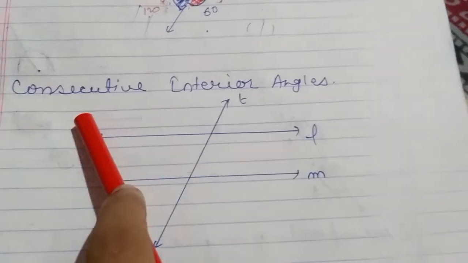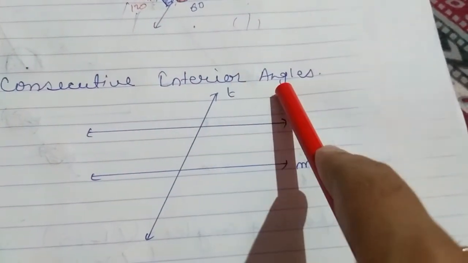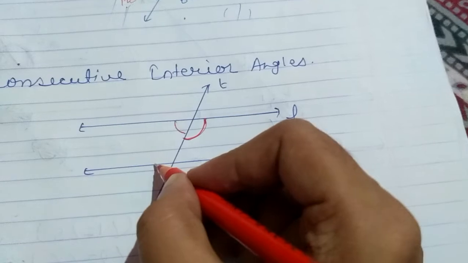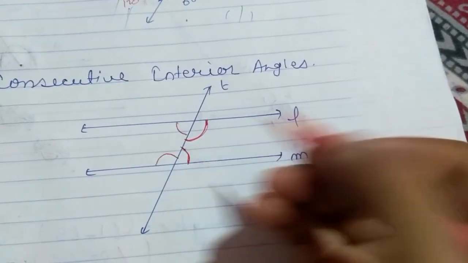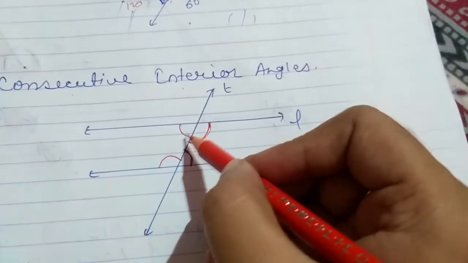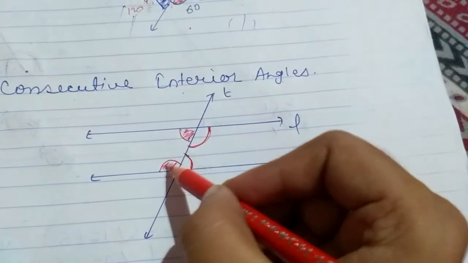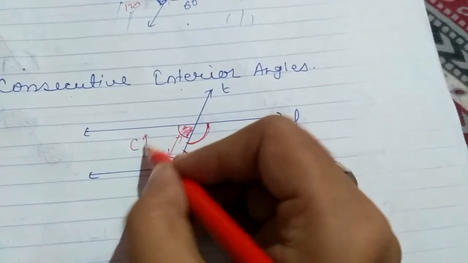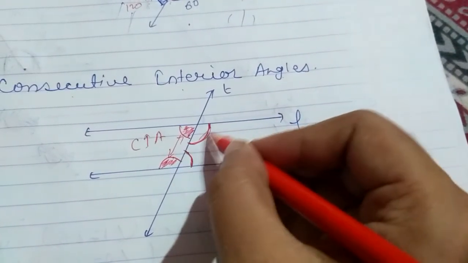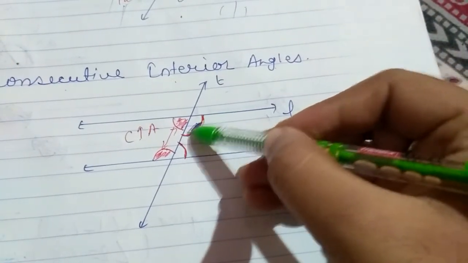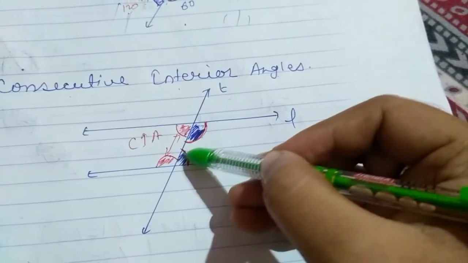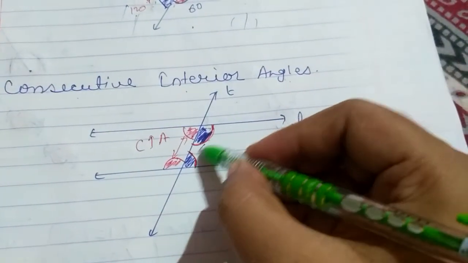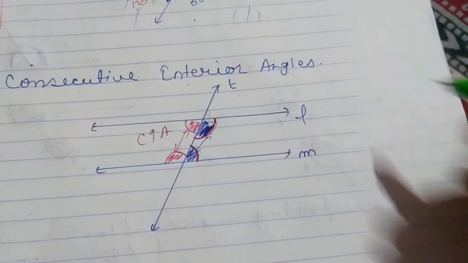And last, consecutive interior angles. This is the interior part of the figure, where these angles are formed. So consecutive interior angles mean these angles. These both are called consecutive interior angles. And what is the property about this?